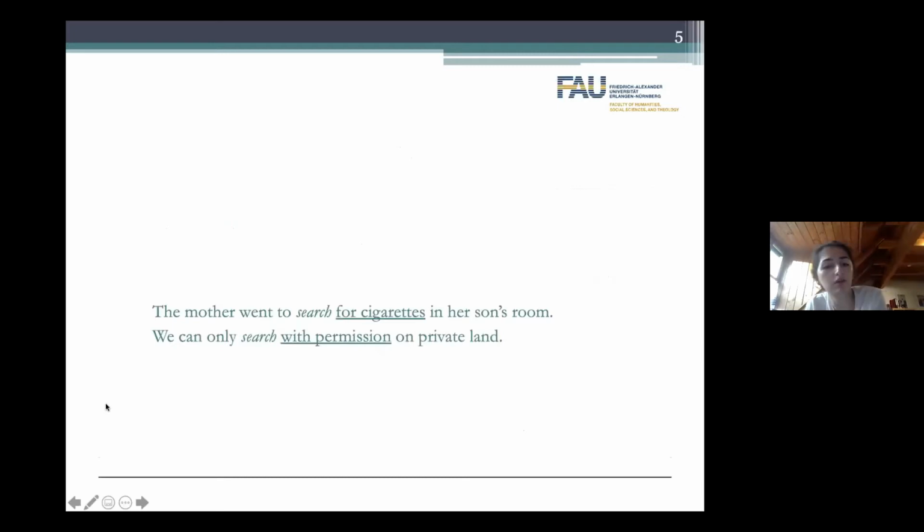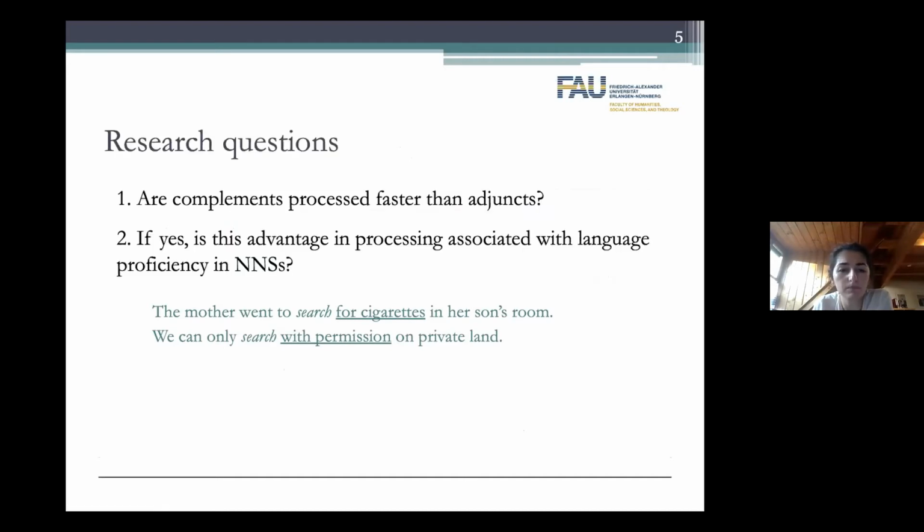I'm particularly interested in this pair of sentences. "The mother went to search for cigarettes in her son's room," and "We can only search with permission on private land." In the first case, you have a complement here, and in the second case, it's an adjunct. That's why the two research questions that initiated the study were: are complements processed faster than adjuncts because of that predictability that is inherent in verbs?